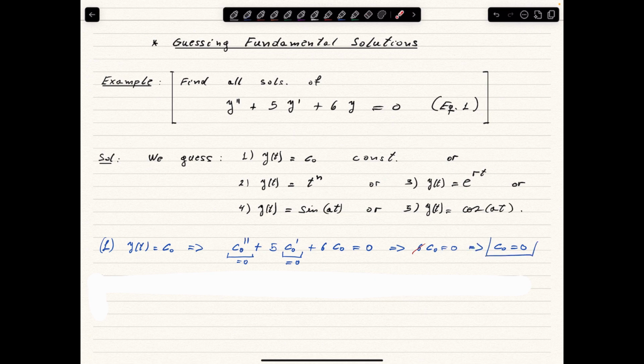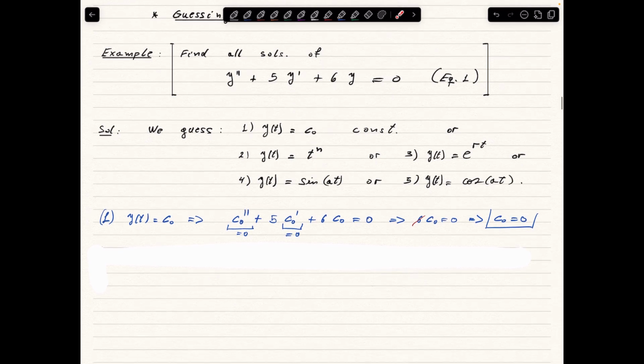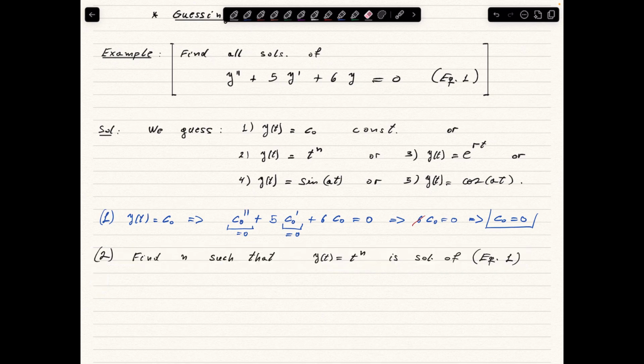Of course, in this equation, if we put 0 here, this is going to be 0, so 0 is a solution, but it's the only solution. So we only found that 0 is a solution. Not very interesting, but it is something after all.